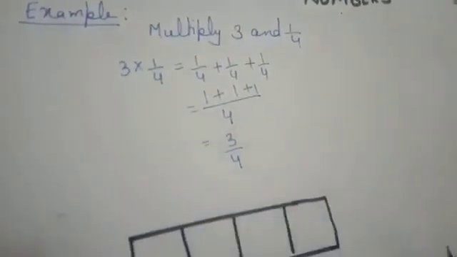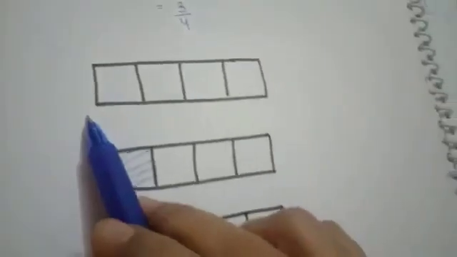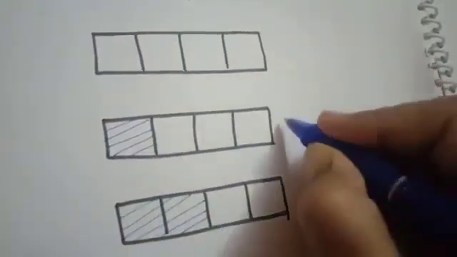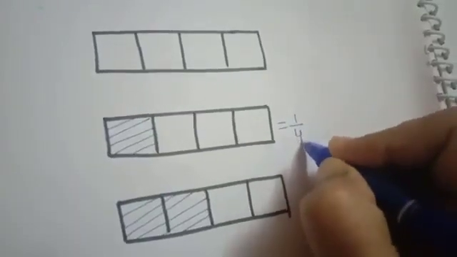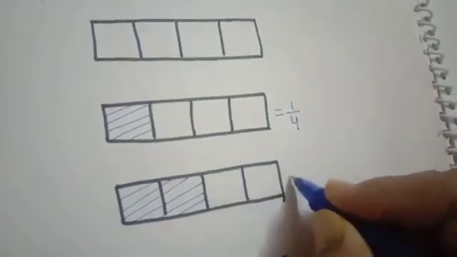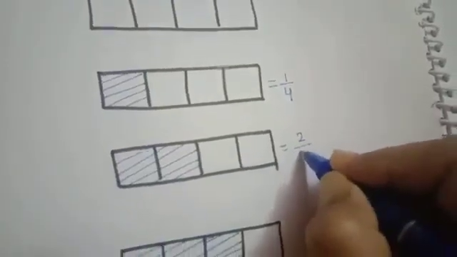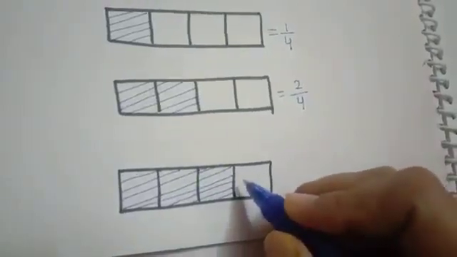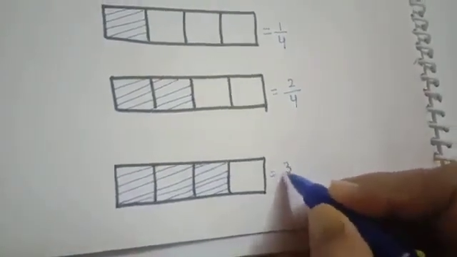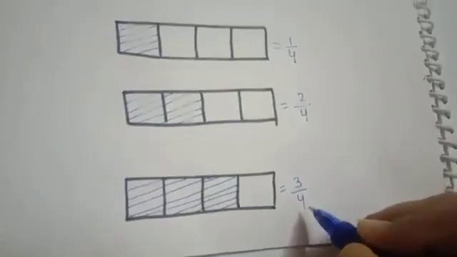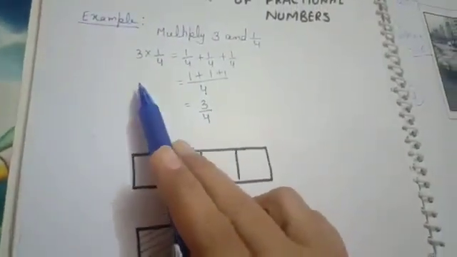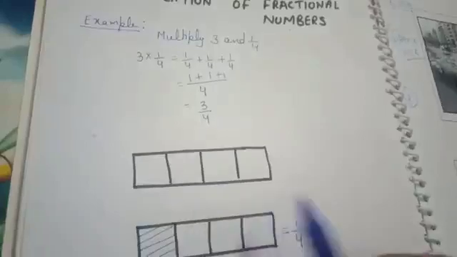One more method is here. Suppose I have a rectangular box divided into 4 parts. If one of the parts is shaded, then what is the fraction of shaded part? 1 by 4. If 2 parts are shaded, then what is the fraction of shaded part? 2 times 1 by 4 means 2 by 4. And if 3 of the parts are shaded, then it's 3 times 1 by 4 means 3 by 4. It means with either method, 3 times 1 by 4 is 3 by 4.